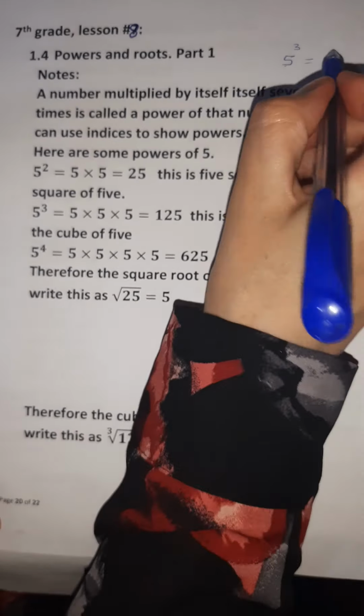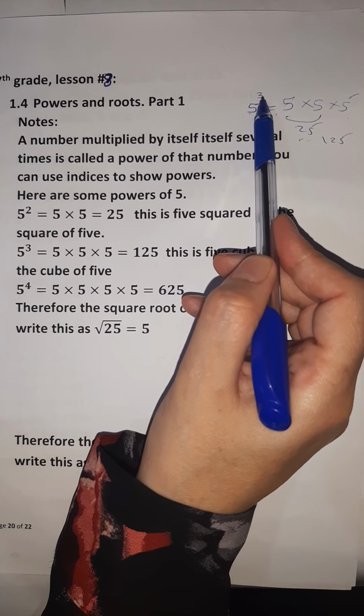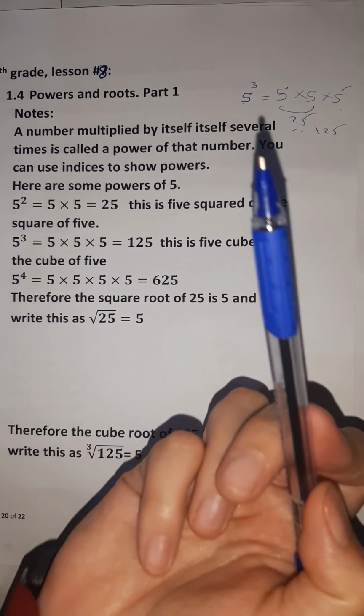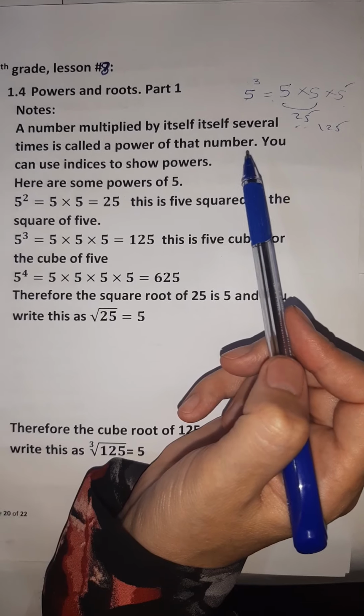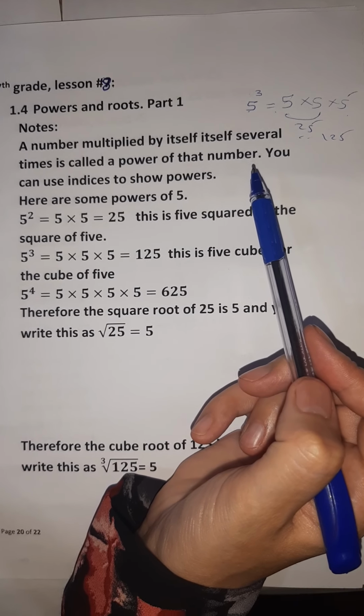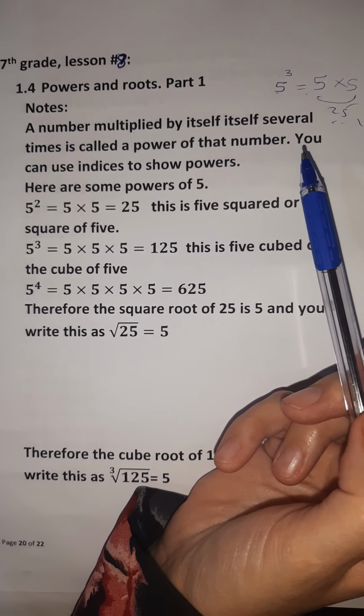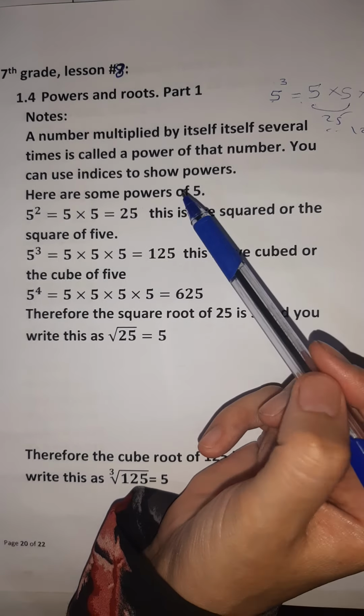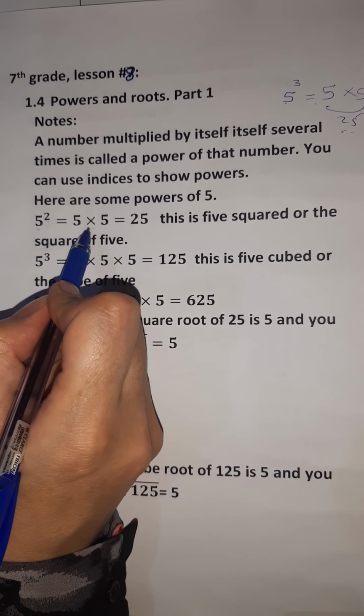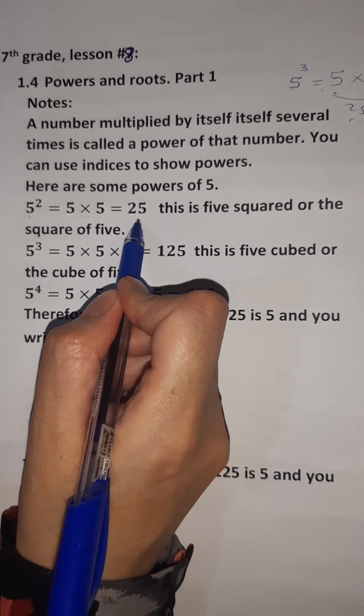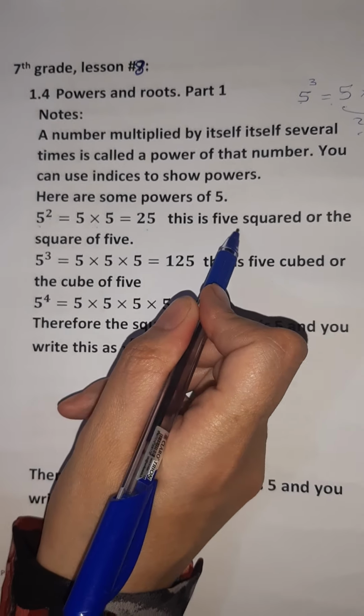We call the small number next to the 5 the index, right? Now the plural of index is indices. 1 index, 2 indices. Here are some powers of 5. 5 squared equals 5 times 5. It means multiply 5 by itself twice. 5 times 5 equals 25. This is 5 squared, or the square of 5.